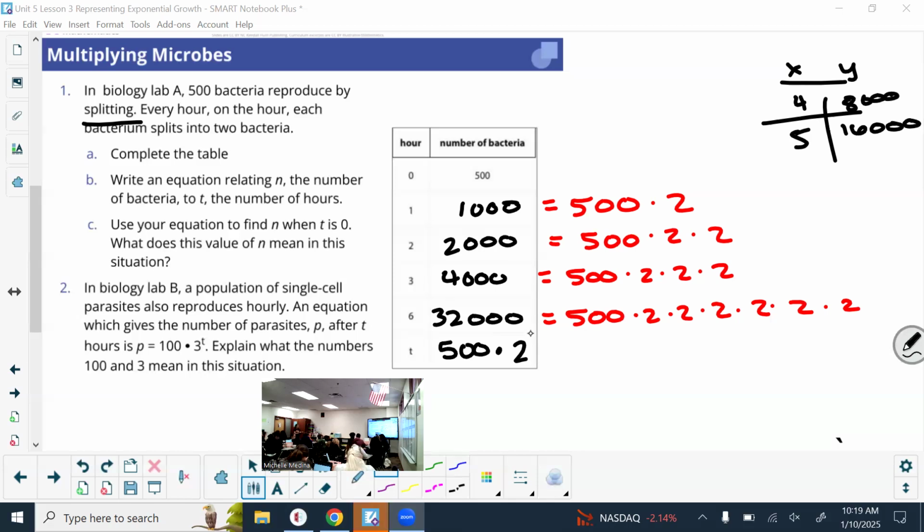Have the t as the exponent. And remember, we could condense repeated multiplication of the same number with an exponent. That is what's changing these times. Now I have an expression for any hour, and I don't have to continue the pattern of writing times together. Questions on that?